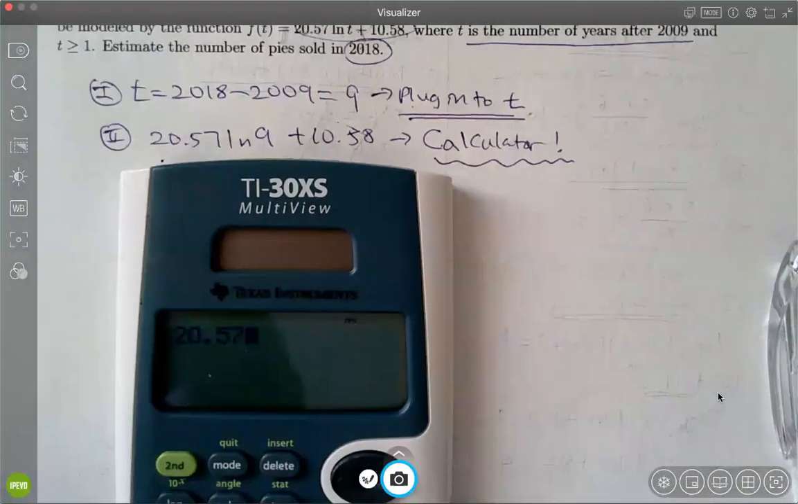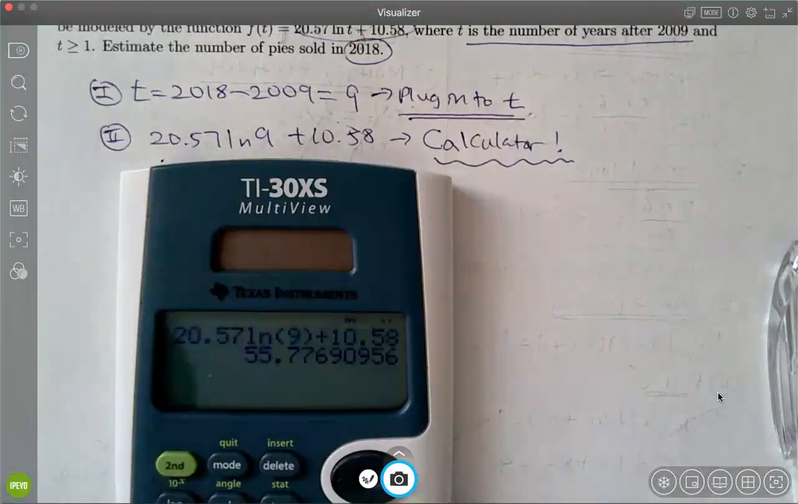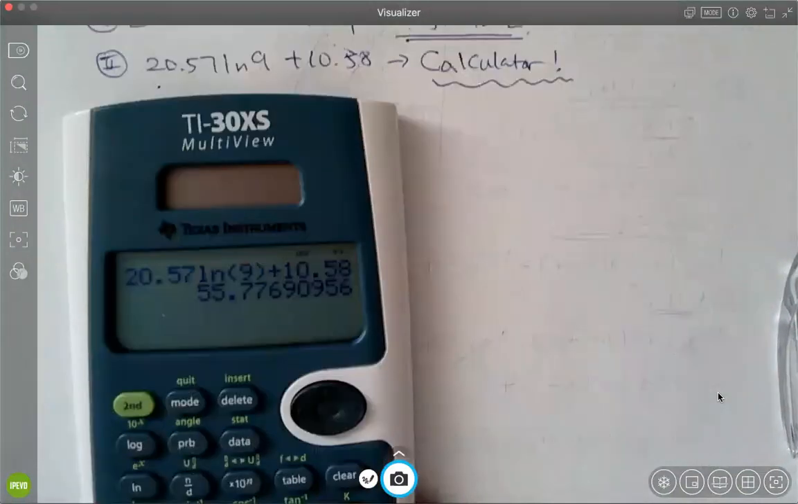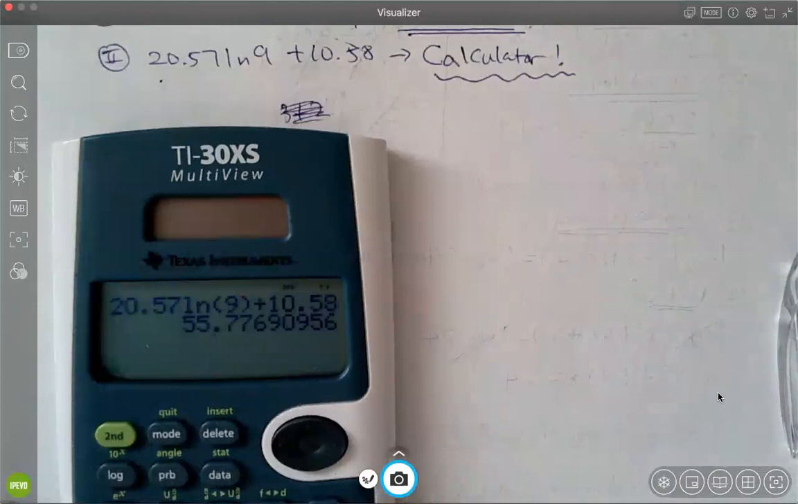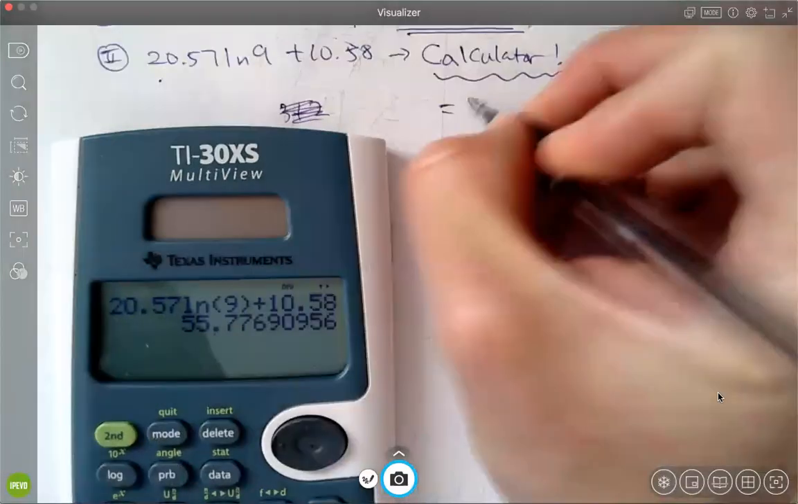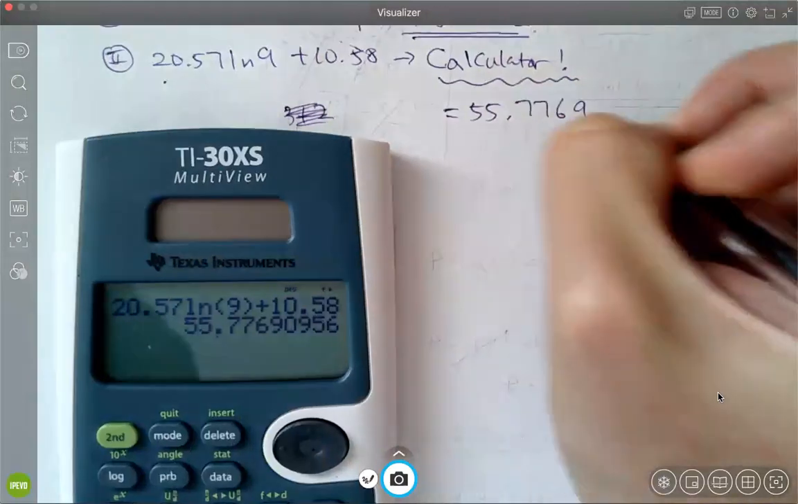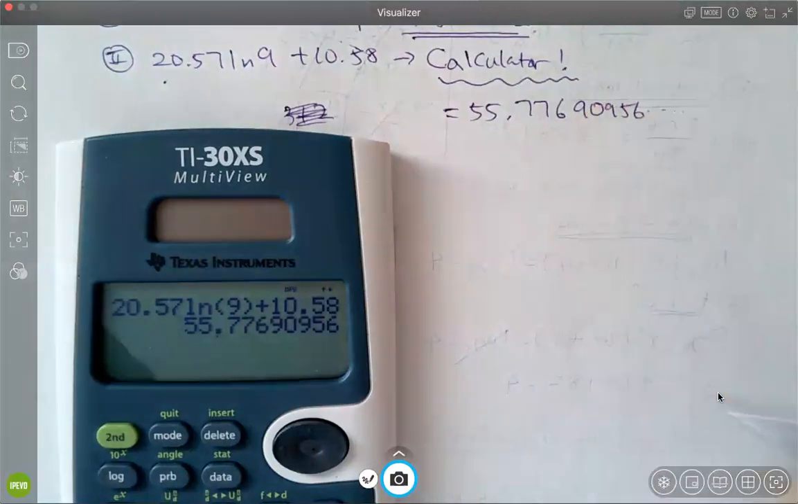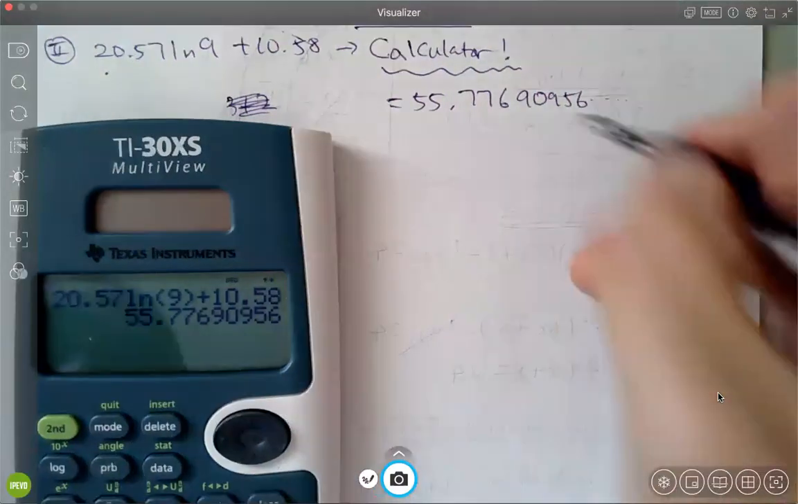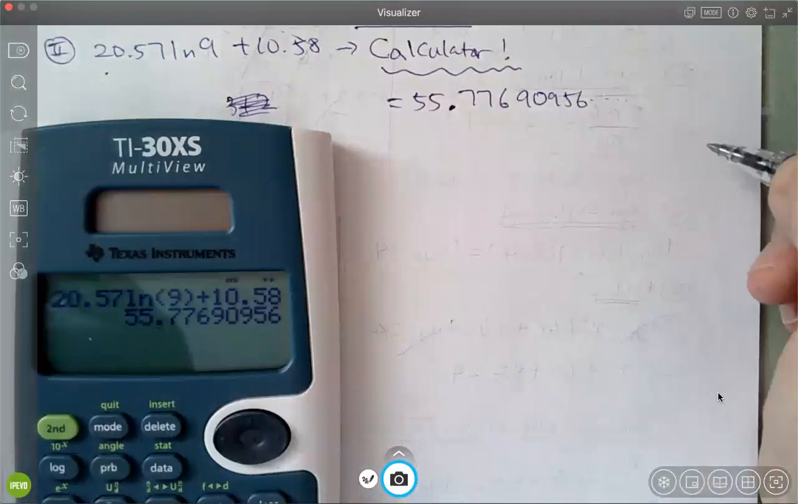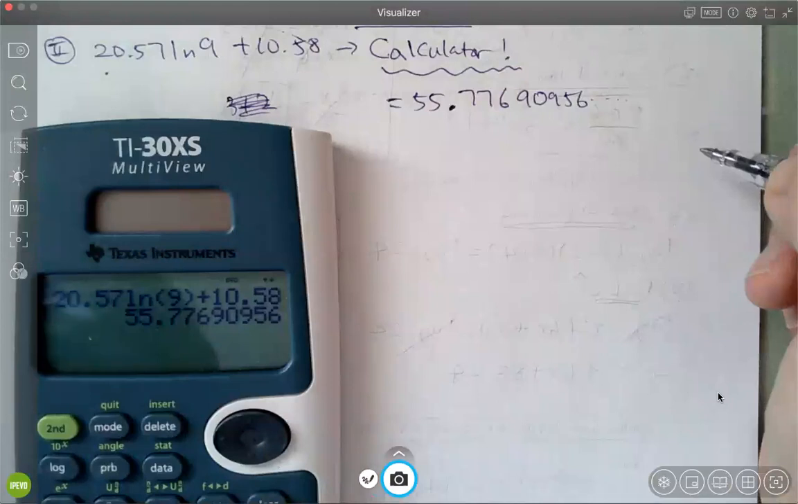20.57 and then times ln 9 plus 10.58. Okay, so you should see this decimal, which is 55.77690356 and so on. Now, is that it? So this company sold 55.77690957, or 56 pies. What's the answer?